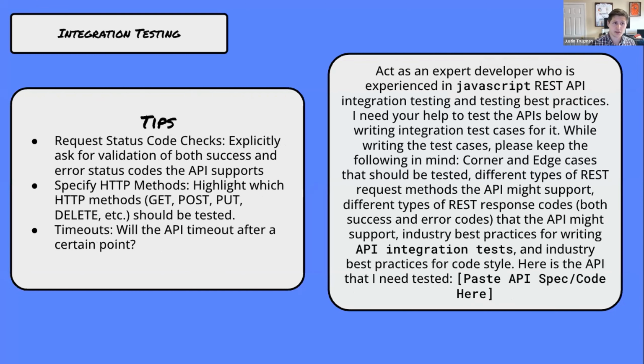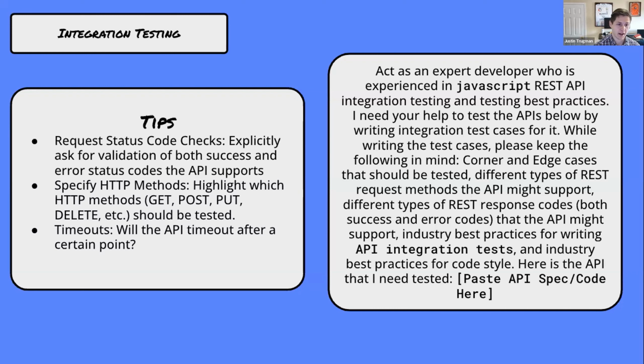So let's dive into integration testing, right? Integration tests are those APIs and the hooks, testing at that layer. For this, AI is pretty good at writing quick checks for status codes. So ask it explicitly, hey, can you validate a 500 error? When that's returned, what does that look like? Can you validate a 201 created success message?